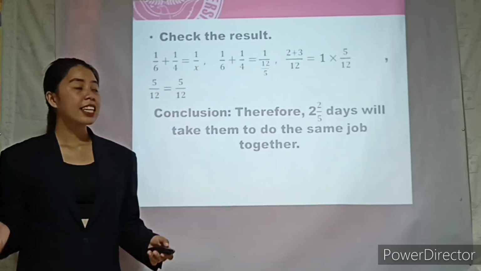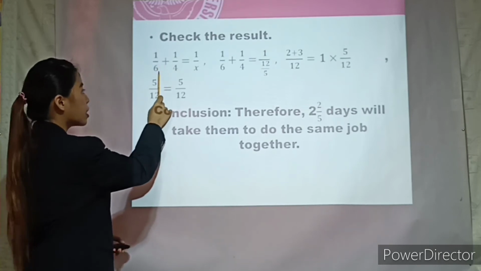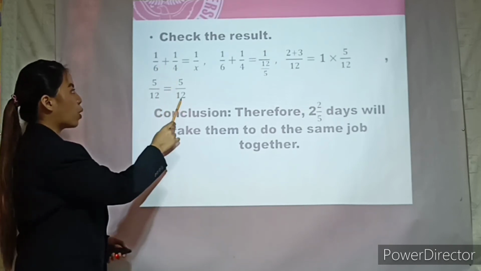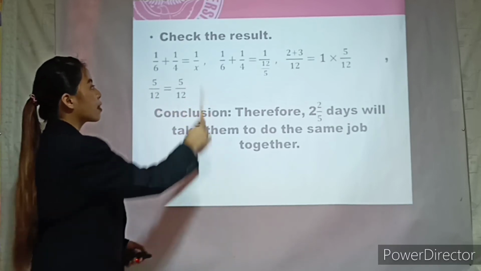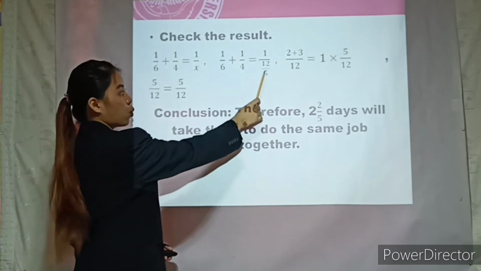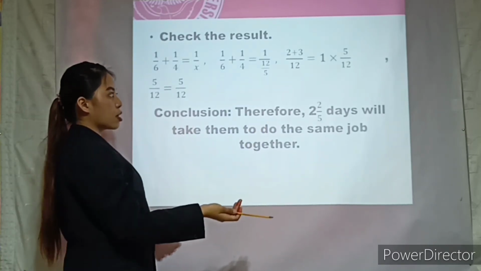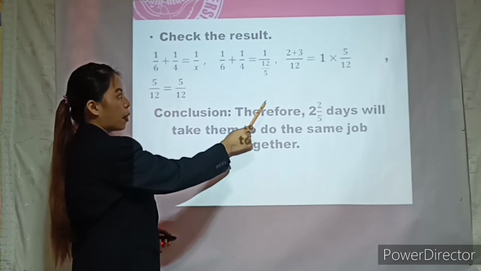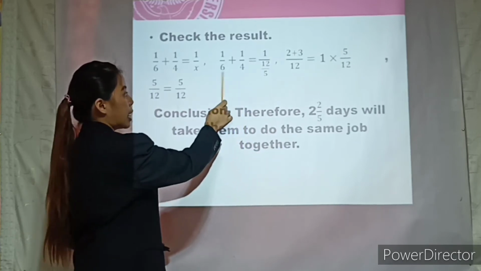Now, let us check the result. 1 over 6 plus 1 over 4 equals 1 over x. That is our equation. So, we let x be 12 over 5. Then, I will substitute x to be 12 over 5. Then, we have to find the LCD of 6 and 4.